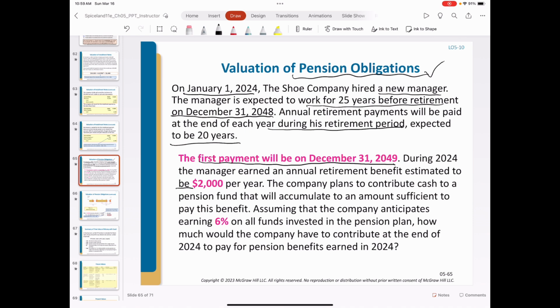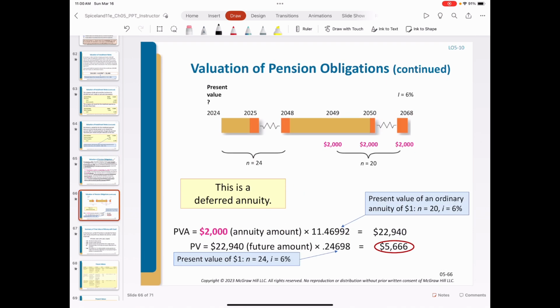The benefits to be received by this employee will be $2,000 per year, and the benefits are paid at the end of each year. This company should contribute cash to this pension fund that will accumulate to an amount sufficient to pay for these benefits. Interest rate 6%. Question is, how much would the company have to contribute at the end of 2024 to pay for these pension benefits? To be more realistic, we use this chart.